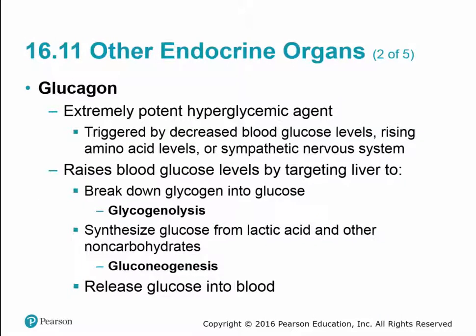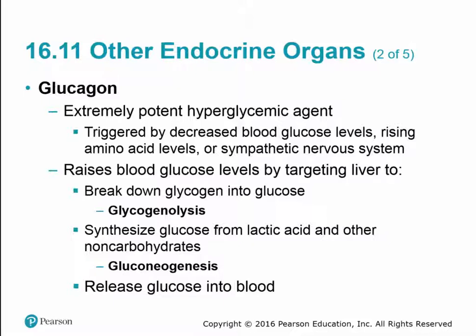I said the pancreas produces two hormones, and they're actually antagonistic to one another. The first one we'll look at is glucagon. Glucagon is released by a decrease in blood glucose levels. Its function is to raise blood glucose levels, typically by targeting the liver to break down glycogen into glucose. This process is called glycogenolysis.